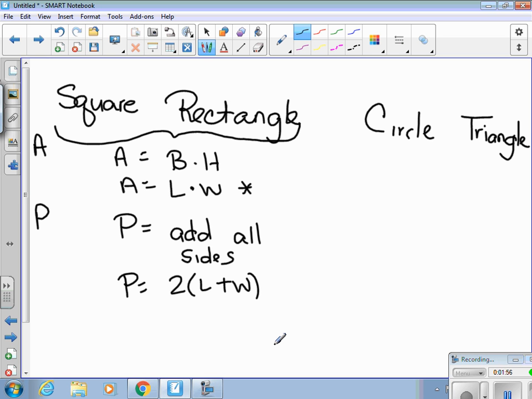Now, why would I say square and rectangle can be used the same way? They're both four-sided figures, but on a square, what am I going to notice when I do my length and width? They're going to be the same. So if the length was 2 on a square, the width is also going to be 2. Okay, but you can still use the same formula. Okay? Now, I'm going to skip over and do our triangle because we still use the word area and perimeter.